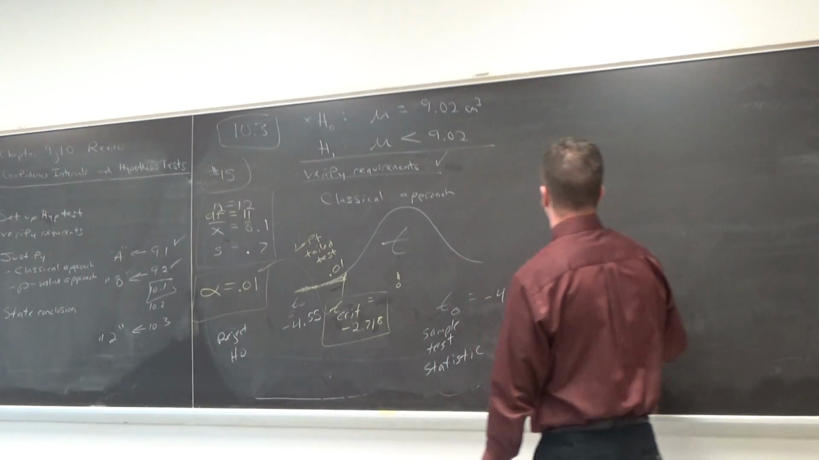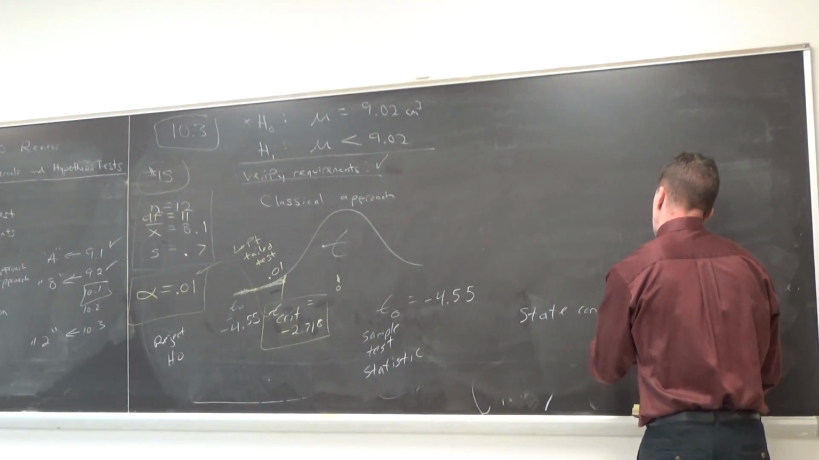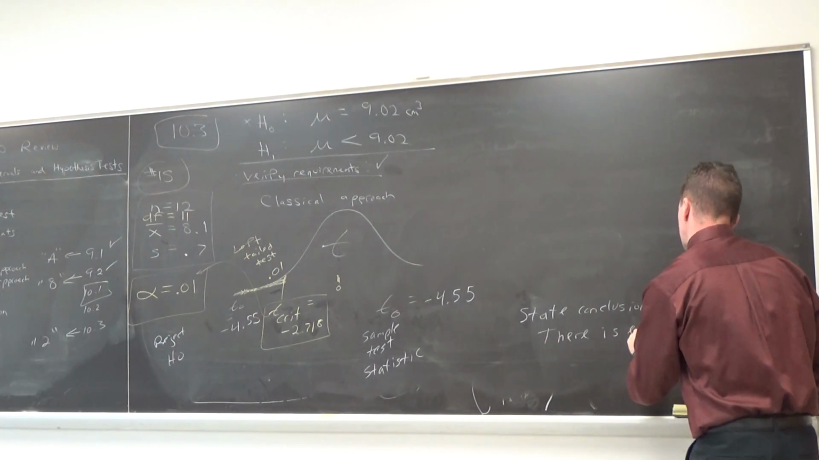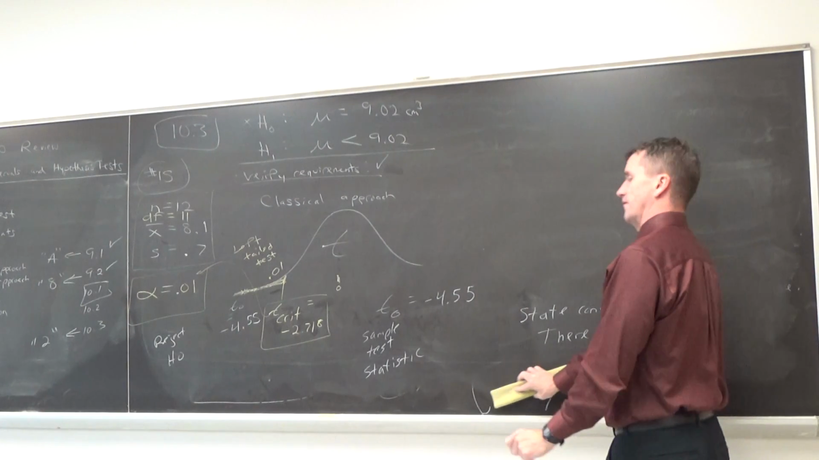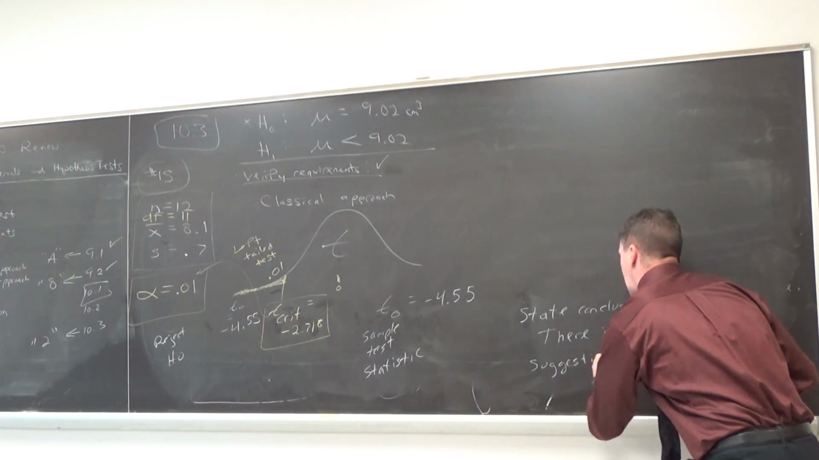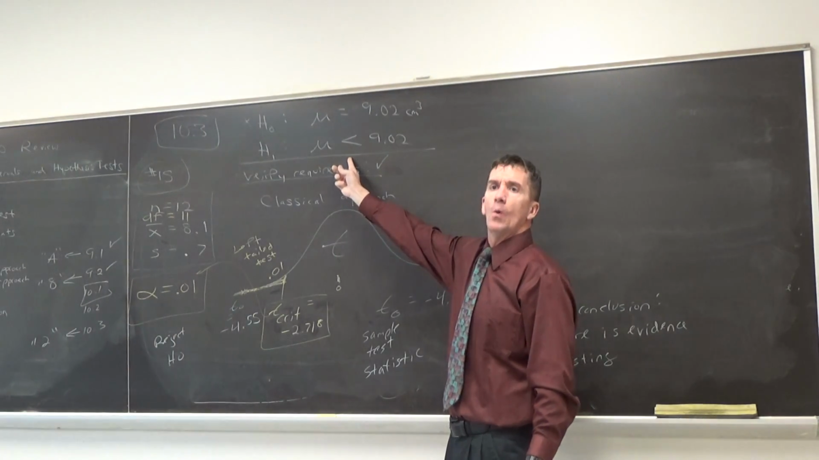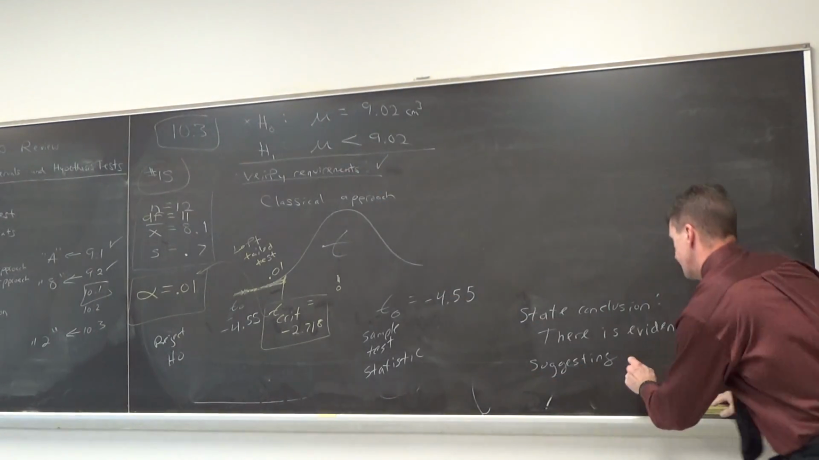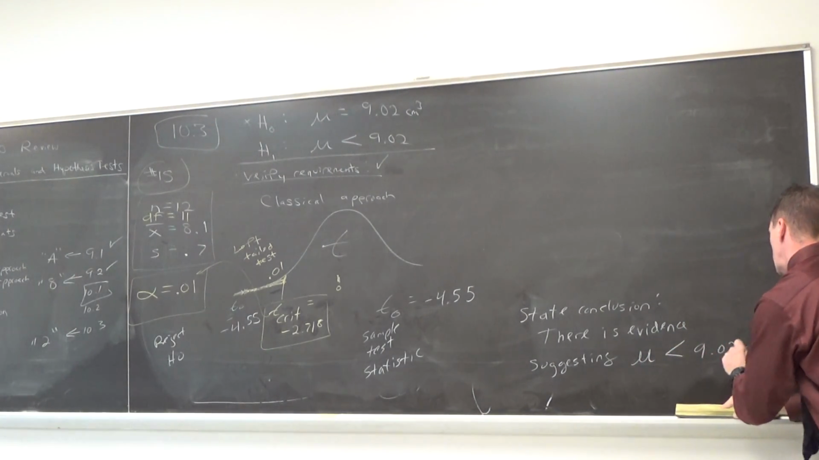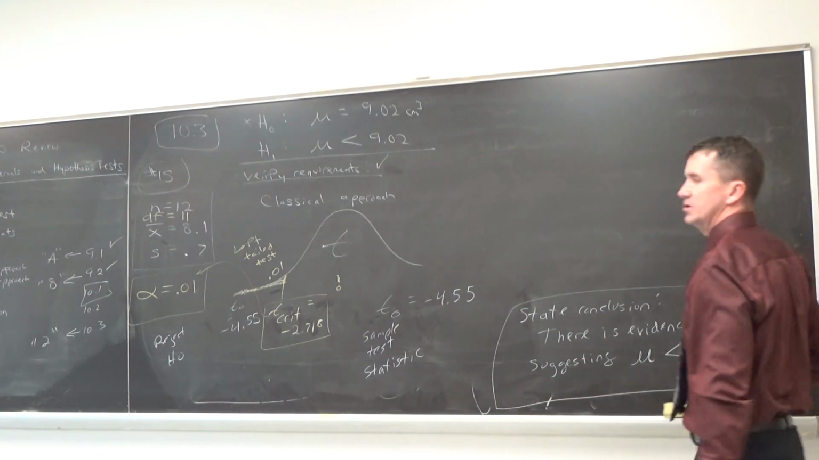Yep. All right, I'm already going to state my conclusion because I know it. There is evidence suggesting that mu is less than. Do you want to be like the author? There is sufficient evidence. I always state this alternative. So there's evidence that mu is less than 9.02 cubic centimeters. Is that cool? But then we're going to do the p-value approach.